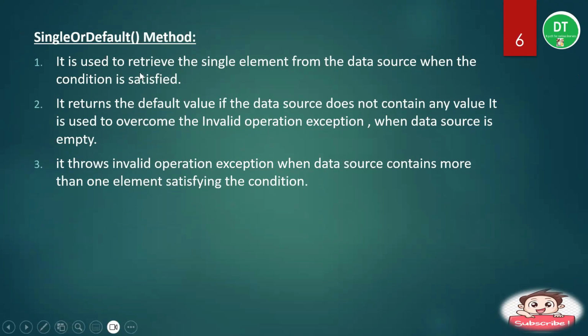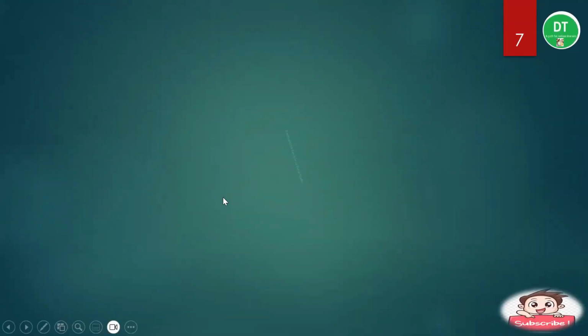SingleOrDefault method. It is used to retrieve the single element from the data source when the condition is satisfied. It returns the default value if the data source does not contain any value. It is used to overcome the invalid operation exception when the data source is empty. It throws invalid operation exception when the data source contains more than one element satisfying the condition. So here, even if it is used to overcome the empty condition, means there are no elements in the data source, but if the data source will have more than one element, in that case, it also throws an exception.